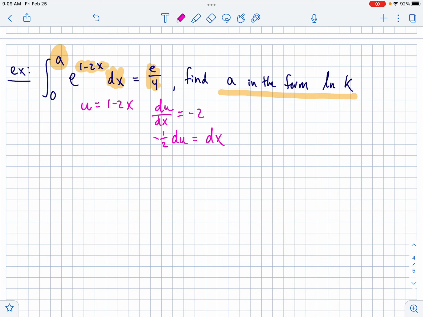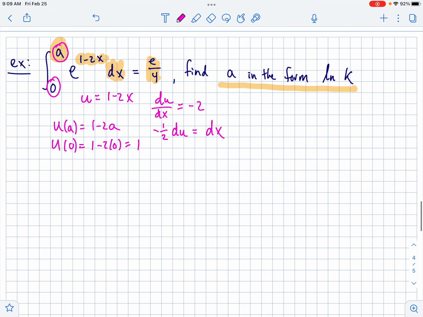Then when we rewrite, oh no, we can't rewrite yet. We've got to plug in this guy and this guy into u. So u of a is equal to 1 minus 2a, and then u of 0, go Ducks, is 1 minus 2 times 0, so this becomes 1. Now when we rewrite just this part of the equation, that whole part becomes the integral from 1 to 1 minus 2a of e to the u, and then the du is a negative 1/2 on the outside.